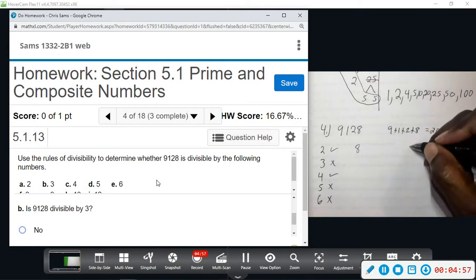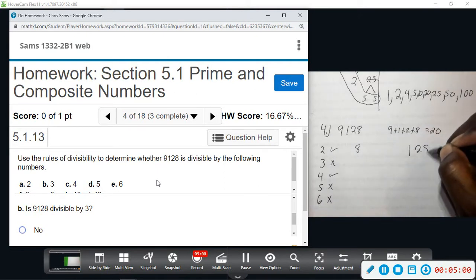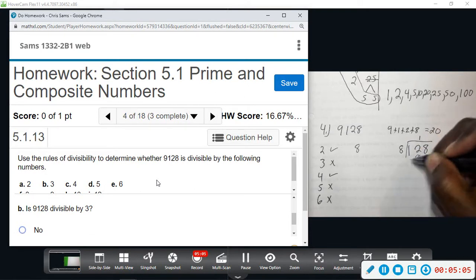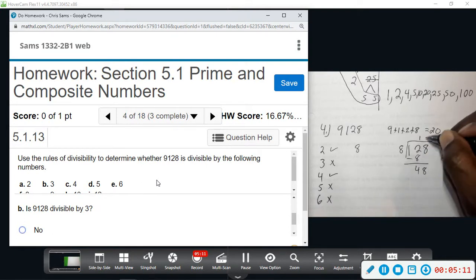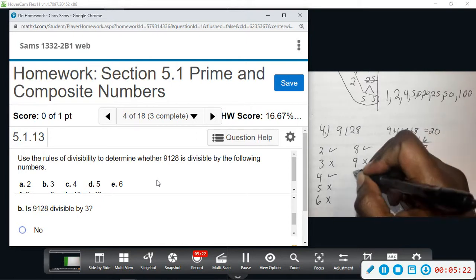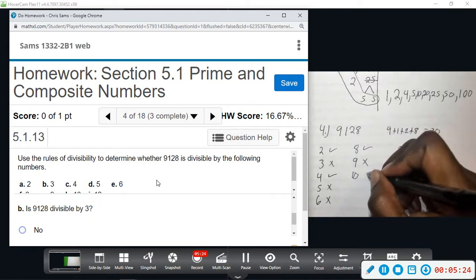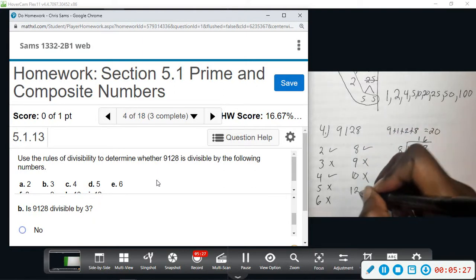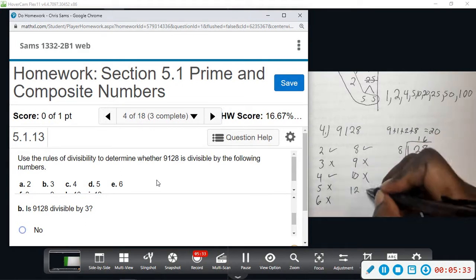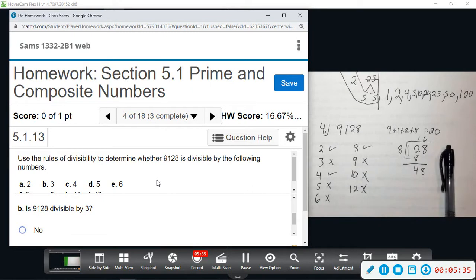last 3 digits, so I'm going to have to actually divide 128. Let's see if 8 will divide that. 8 will go into 12 once. Bring down the 4, you subtract, bring down the 8, and 8 times 6 is 48. So yes, it's divisible by 8. Divisible by 9 if the sum of the digits is divisible by 9, and 20 is not divisible by 9. Divisible by 10 if it ends in a 0, so no. And divisible by 12 if it was divisible by 3 and 4. That was a rule. So not divisible by 3, so no. So that will do all of these for us.